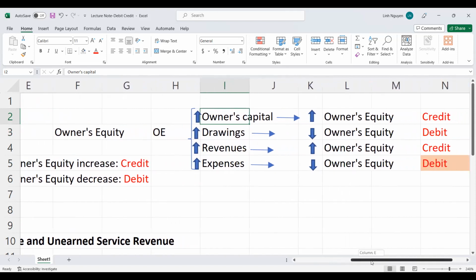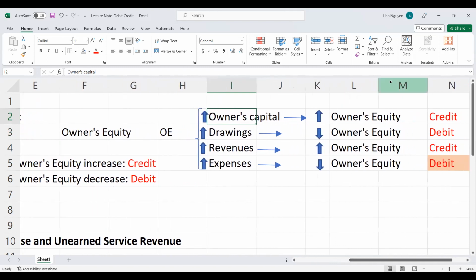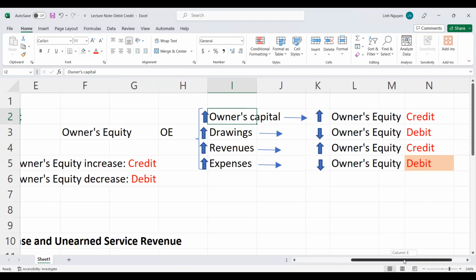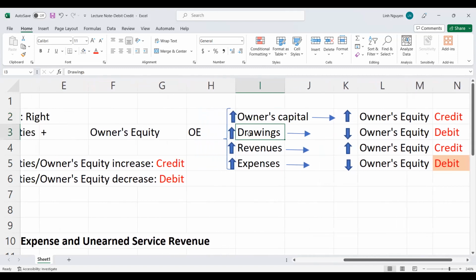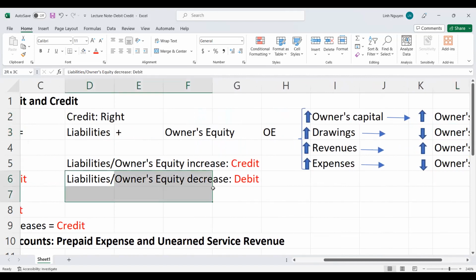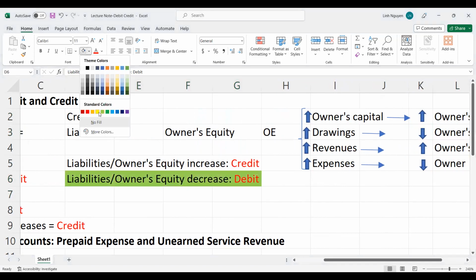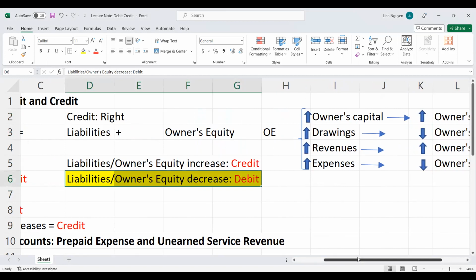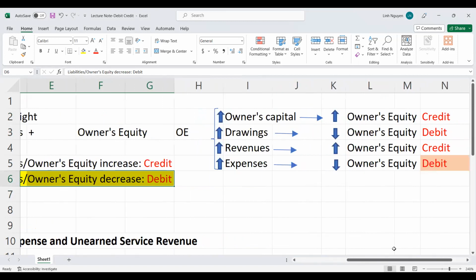All right. And what about drawing? Drawings means the owner withdraws money from the business. So when drawing increases, it means the owner keeps withdrawing money from the business. Then owner's equity will go down. When owner's equity decreases, we debit. So here we debit when we have withdrawing. Owners withdraw the money from the business.